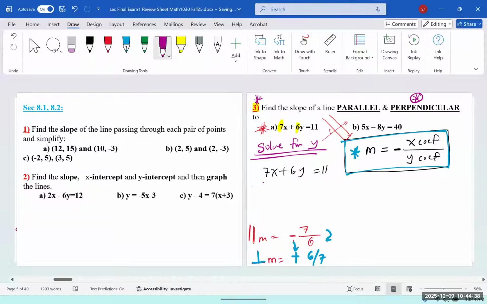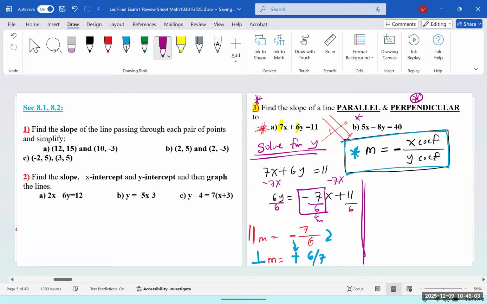To solve for y, you need to subtract 7x from both sides. So you get 6y equals negative 7x plus 11. And then to get the y alone, lastly, you divide by 6. And whatever we have here, that's your slope.